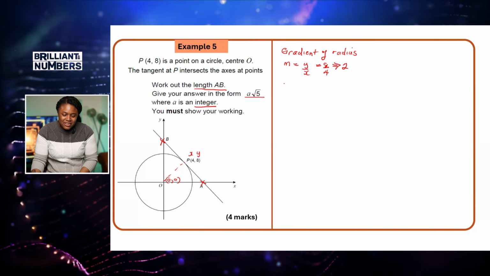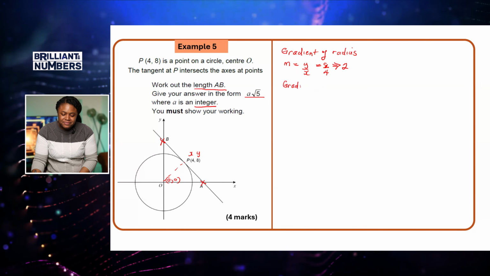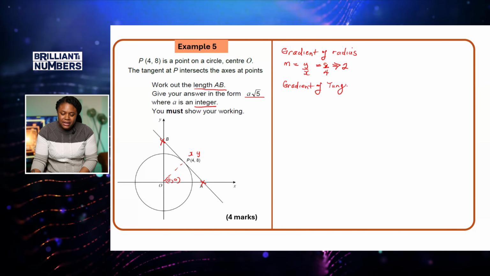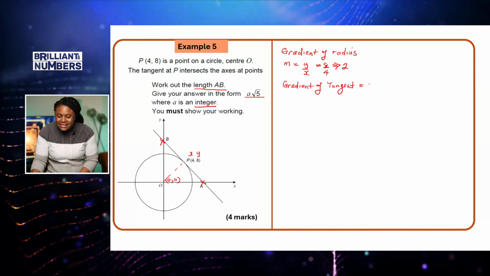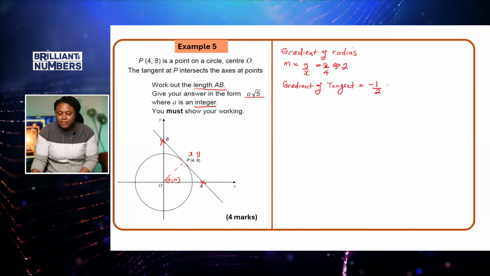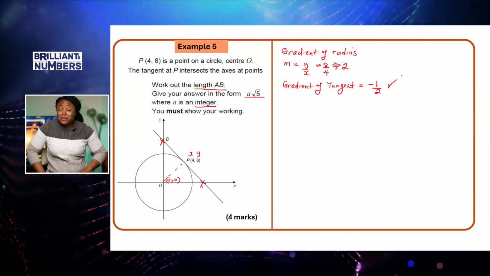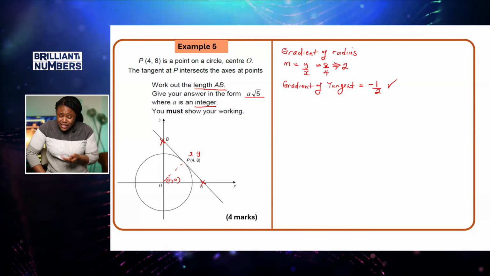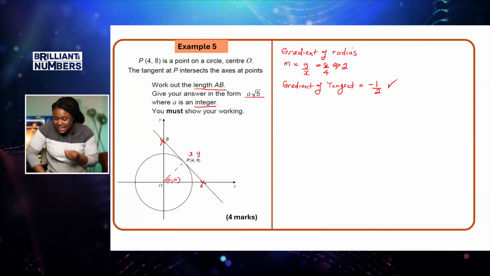So what does that tell you about the gradient of the tangent? I hope you said it. It's going to be the negative reciprocal. So the gradient of the tangent would be equal to negative 1/2. Beautiful. So I'm on my way. So what I need to do is now find the equation of the tangent.